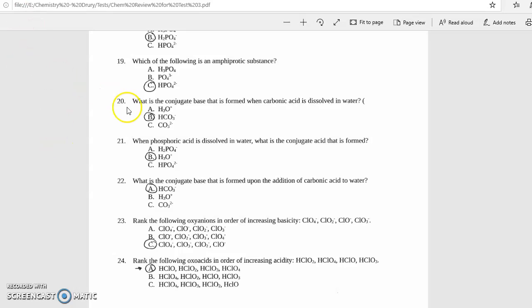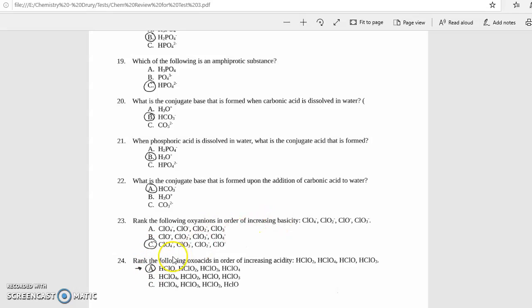We were talking about conjugate bases and acids. And we had covered this one. The phosphoric acid is dissolved in water. What conjugate acid is formed? And the conjugate acid there would be this one right here. 21 is B. 22, the answer is A. Okay. Here, 23, the answer is C. And 24, the answer is A.